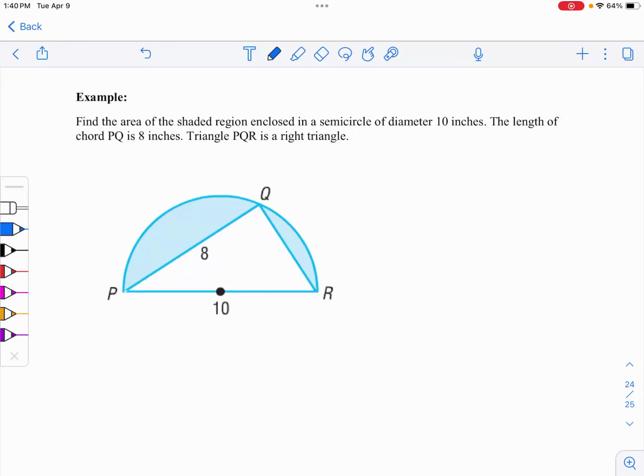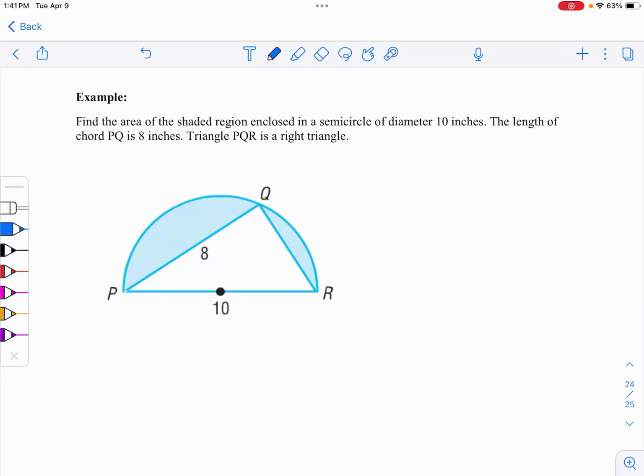Also, this gives us a chance to refresh on some other area notation and things that we'll see. So I want to find the area of the shaded region, enclosed in the semicircle of diameter 10 inches. The length of the chord PQ is 8, which is indicated on our picture here. Chord is just a synonym for line segment, in case you have forgotten. We don't call this a line because a line goes forever in both directions. So a chord is a fancy way of saying line segment.